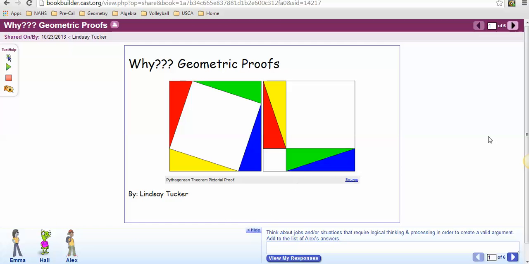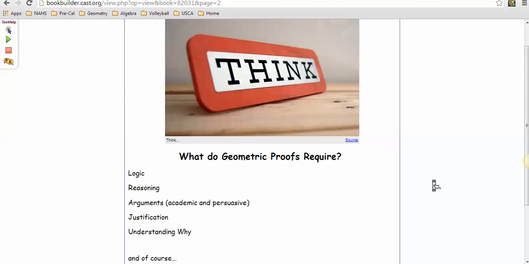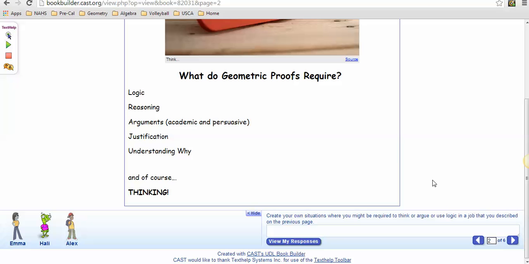And then they would just click through the slides and have a recorder for each, so that they can write or type in their answers and submit them. Sorry, it's taking a minute loading. And then they think about, what do they require? And of course they require logic, argument, justification, and then thinking, which kids don't always do.